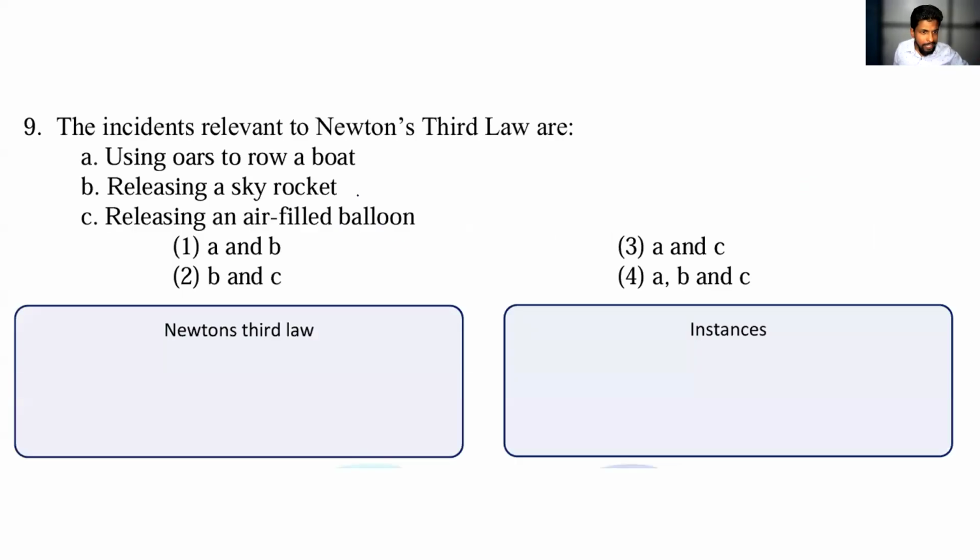Now along with this idea, come to question number 9. The incidents related to Newton's third law. Which is the answer, Bulla? Just check and tell me the answer. A. A and B. Okay. Any other answers, my dear? A and C. Okay. Bulla, listen here. A, B, and C. Very good, Zahra. Yes, that is the answer. A, B, and C. Yes. Very good.